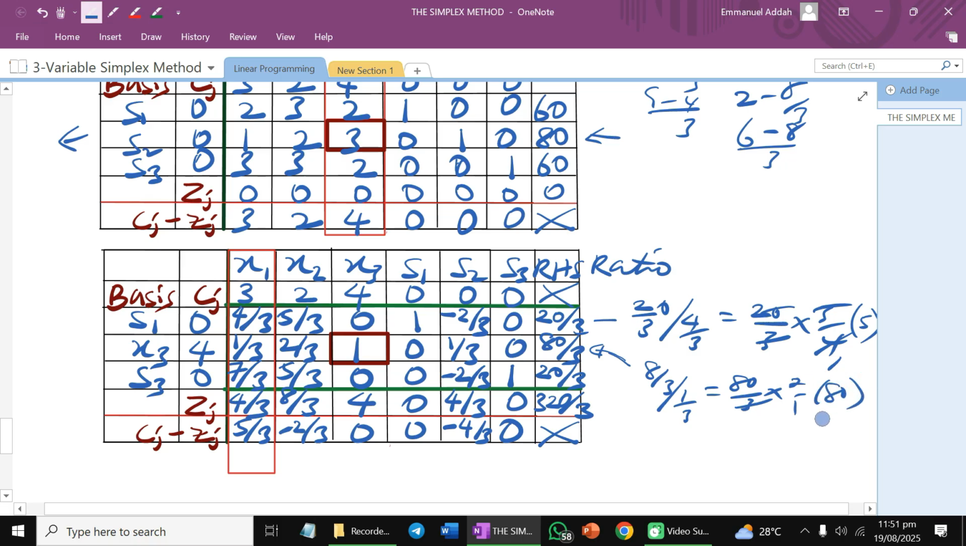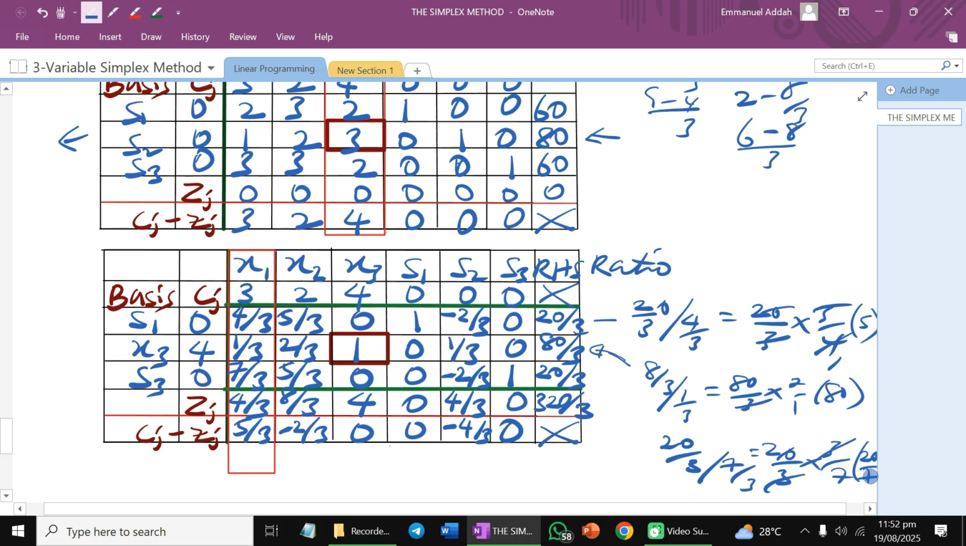Let me write it here. Then the next one will be 20 over 3, dividing by the corresponding value there, which is 7 over 3. That will be 20 over 3 times 3 over 7. Cancel, and that will be 20 over 7. Now, you look at these three values. Which of them is the least?